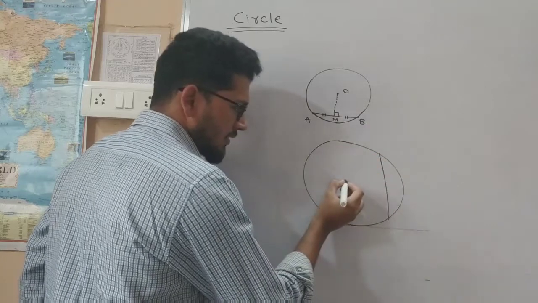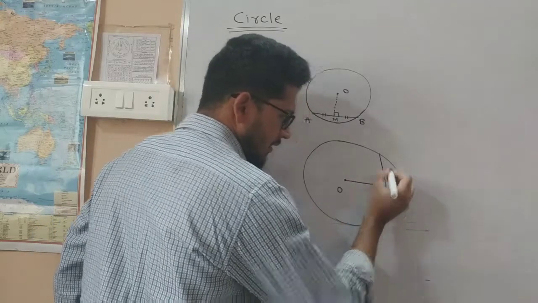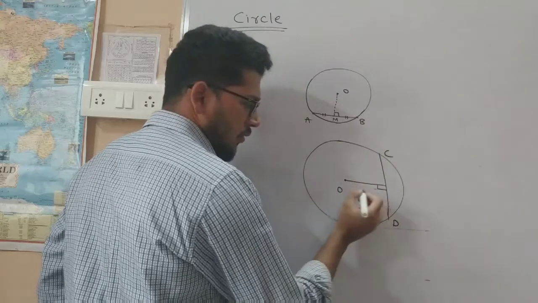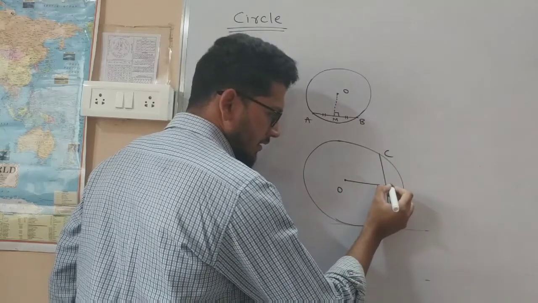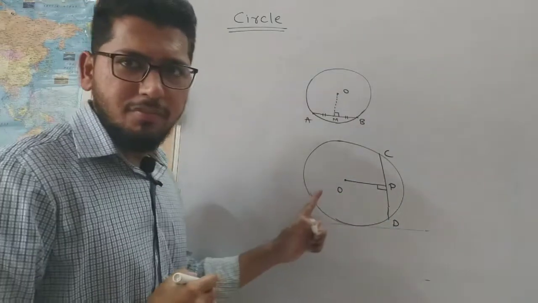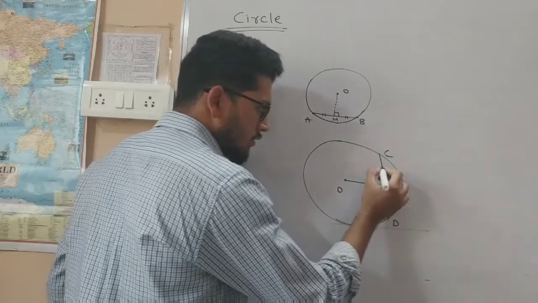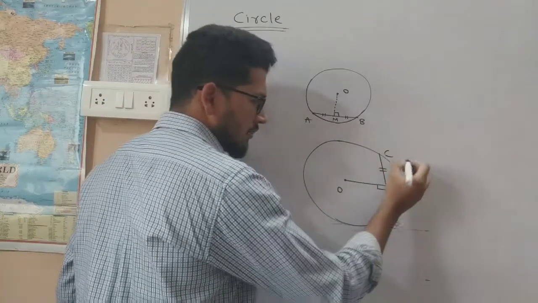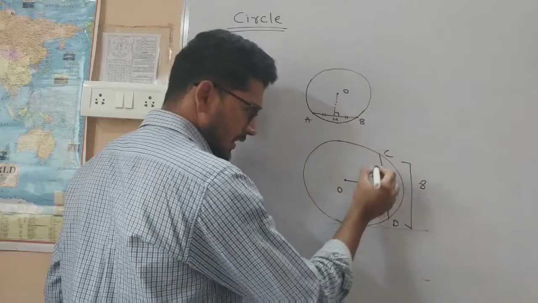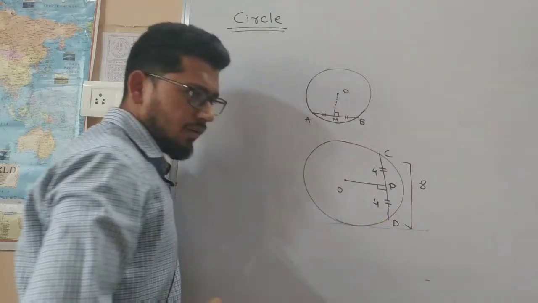Suppose this is the chord and this is the center. Suppose CD is a chord, and I am taking a distance from O, and here it is P. OP is the distance from the center to the chord, and this segment will bisect the chord in two equal parts. Suppose the length of CD is 8, then the length of CP will be 4, and the length of PD is again 4.